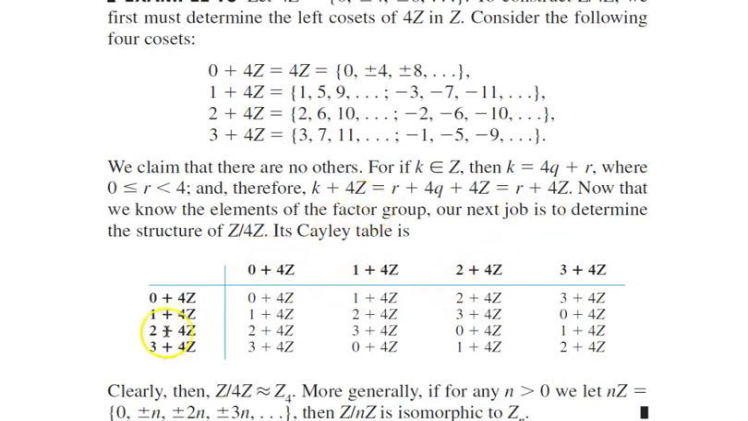And how we add two cosets, for example, 2 plus 4Z plus 3 plus 4Z will be 2 plus 3, 5 plus 4Z, but 5 has remainder 1, not 4, so 5 is in this coset 1 plus 4Z. That's why 2 plus 4Z plus 3 plus 4Z is equal to 1 plus 4Z. So we can figure out easily from this table that Z factored by 4Z is isomorphic to the group Z4.